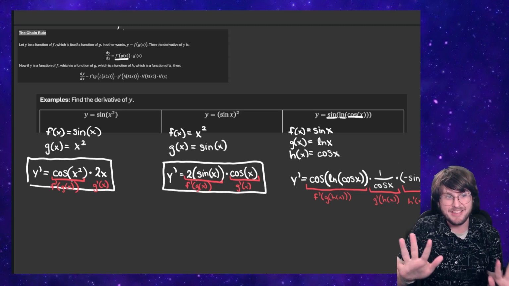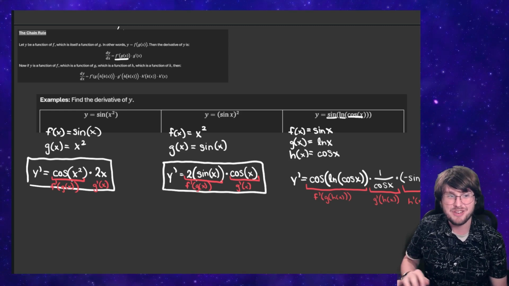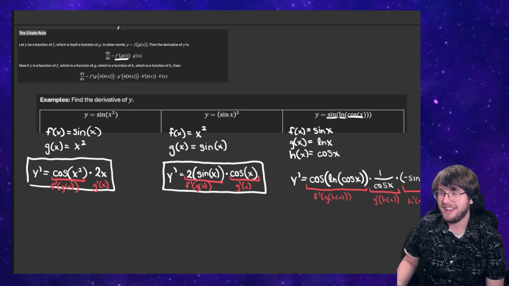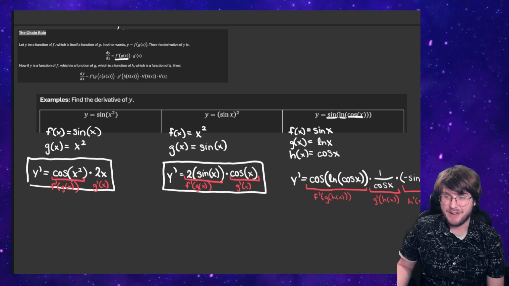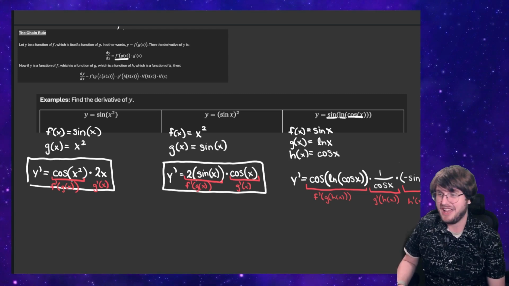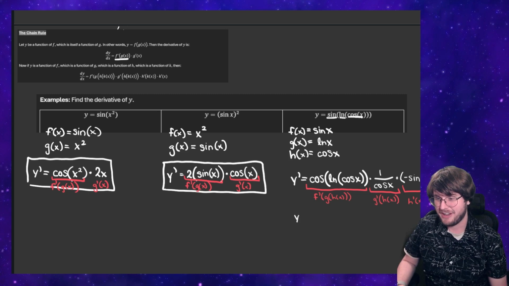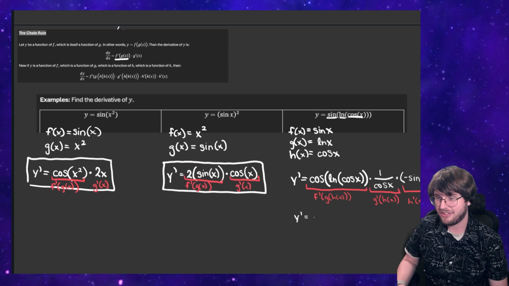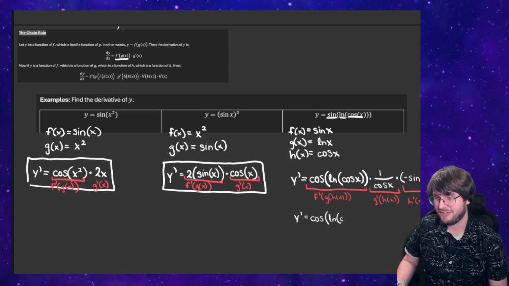Now, I said earlier that you don't really need to worry about simplification, but in this case, I can't help myself. I love trig identities. Sine of x divided by cosine of x is tangent of x. And that's a nice simplification to make. It just feels very satisfying. So I'm going to just rewrite this as cosine of natural log of cosine x.